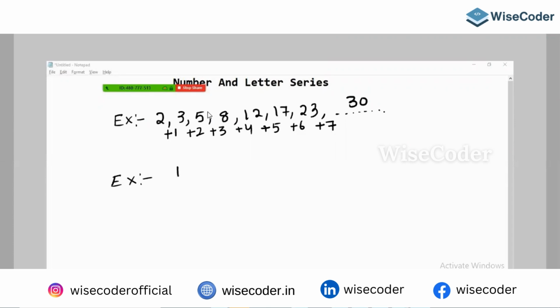Let's take an example for the other variety, which is a decreasing order. Let's say the question is this: 10, 15, 19, 22, 24. What is the next number? Please pause the video and try to answer this question.